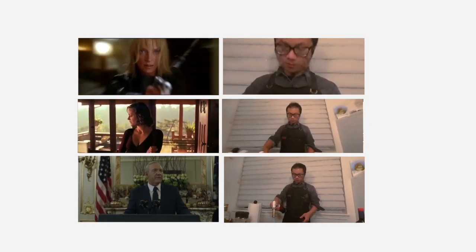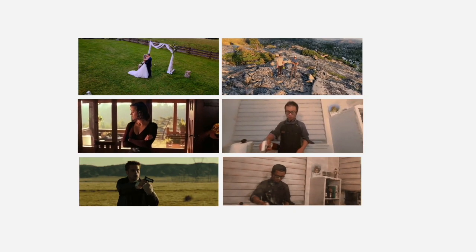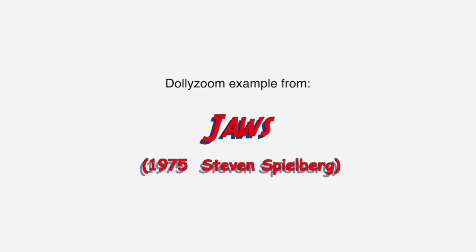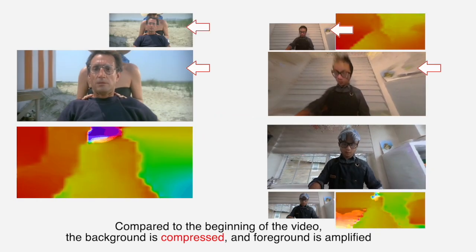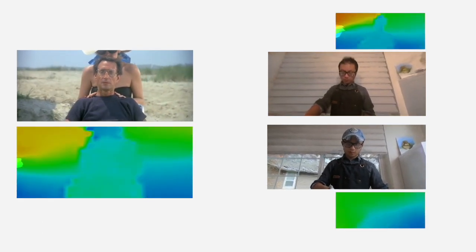Here we show more examples. Let's take a difficult example, the dolly zoom in 1975 JAWS by Steven Spielberg. We clearly see that the image's background is compressed and the foreground amplified, the signature of a dolly zoom effect, and we can indeed transfer these cinematic characteristics to a new scene.